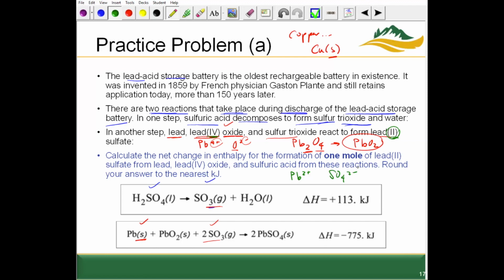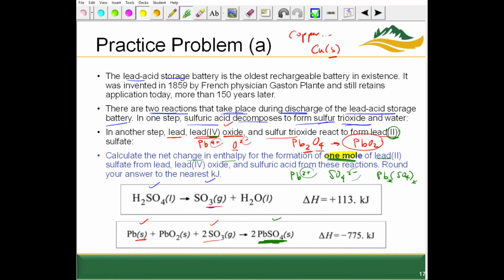SO4 2-. Doing the cross method then, we would have Pb, then SO4, both with 2. That gets simplified though, so just PbSO4. That is lead 2 sulfate. It's a reminder on how to read this chemical formula. We're going to calculate the net change in enthalpy for the formation of 1 mole of lead 2 sulfate.